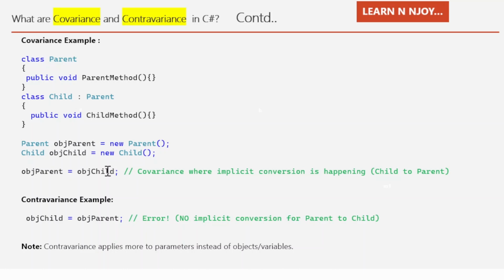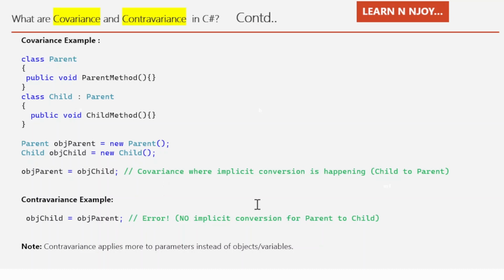Here what I am doing, I am assigning the child object to the parent object, and C# allows this implicit conversion, that is child to parent. This is nothing but the covariance, where implicit conversion takes place on reference types without explicit casting. Hope now you must have understood what covariance is, right?